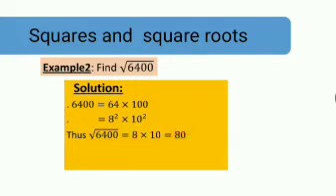And if you like, you may follow the prime numbers procedure. That is, you continue dividing 6,400 by prime numbers till you get 1. Exactly. So this is another method under this square root.